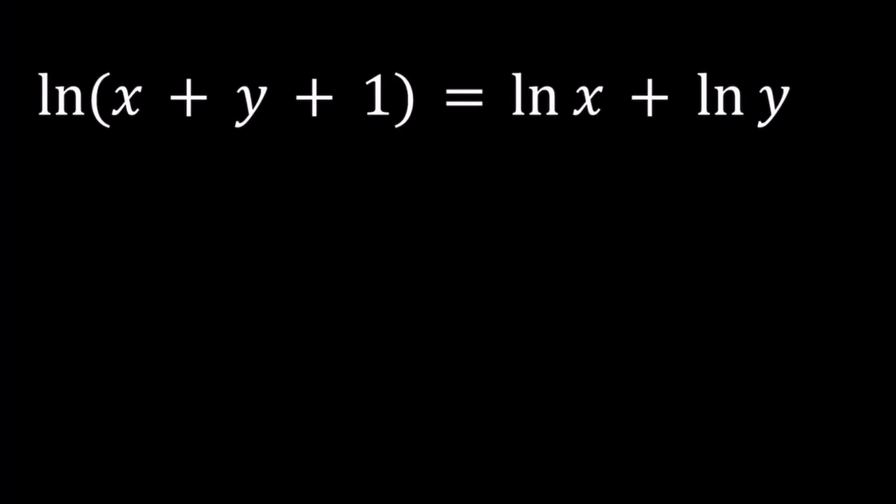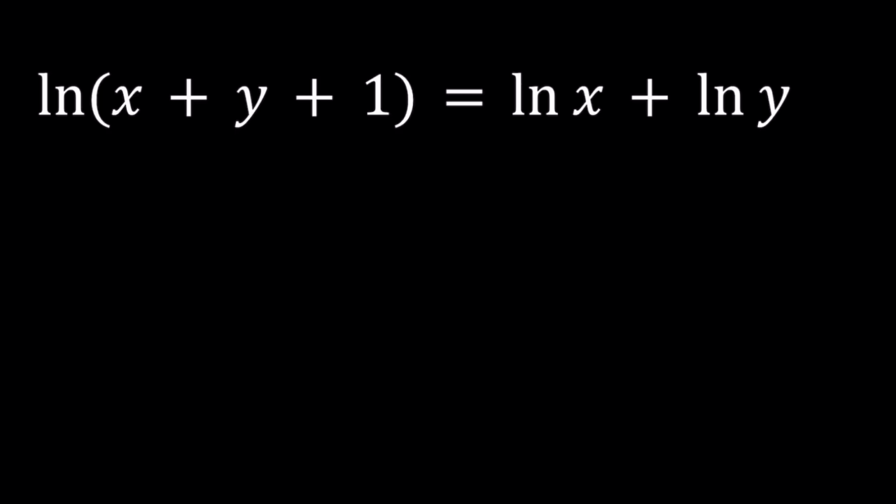Hello everyone. In this video we're going to be solving a logarithmic equation with natural log. We have ln(x + y + 1) = ln x + ln y. You could also change this equation a little bit by adding a 1 to the right-hand side. That was my original plan, but then I thought about it. This is a nicer version.